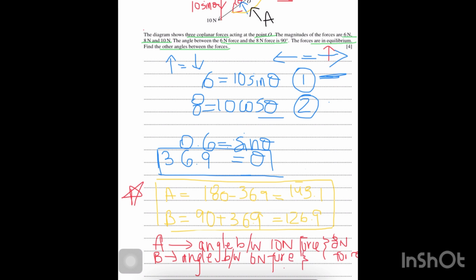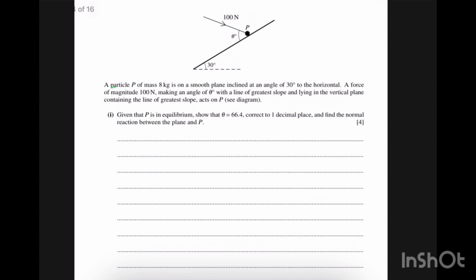So a particle P of mass 8 kg is on a smooth plane inclined at an angle of 30 degrees to the horizontal. A force of magnitude 100 newtons making an angle of theta with the line of greatest slope and lying in the vertical plane containing the line of greatest slope acts on P.